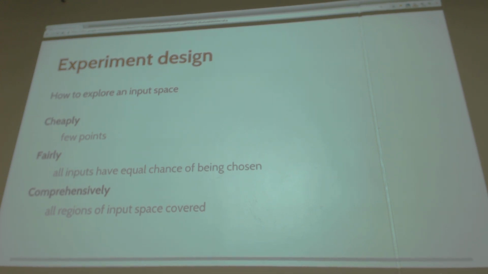So it's actually two separate notions. We have to sample the input space in a way that all important regions of the input are covered. And we also have to make sure that all possible inputs have the same chance of being chosen. Otherwise, we may just ignore some inputs that may turn out to have been important, but we just didn't look at them in experiment design and didn't even have a chance of looking at them.